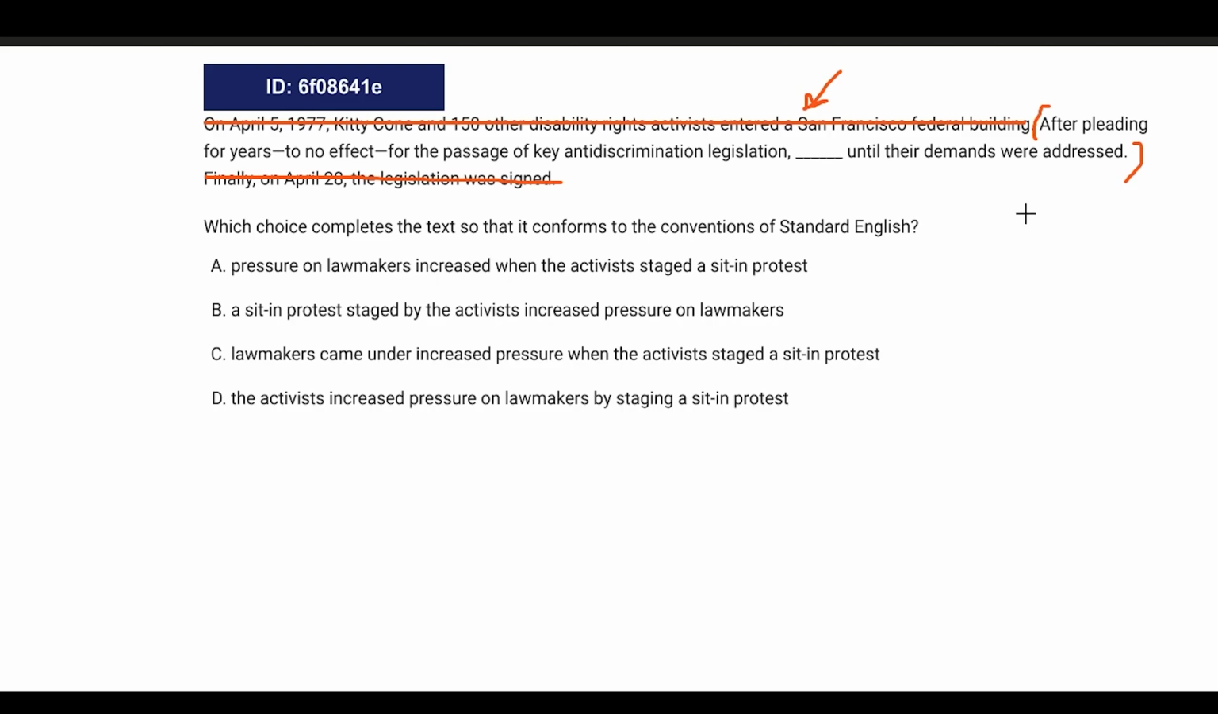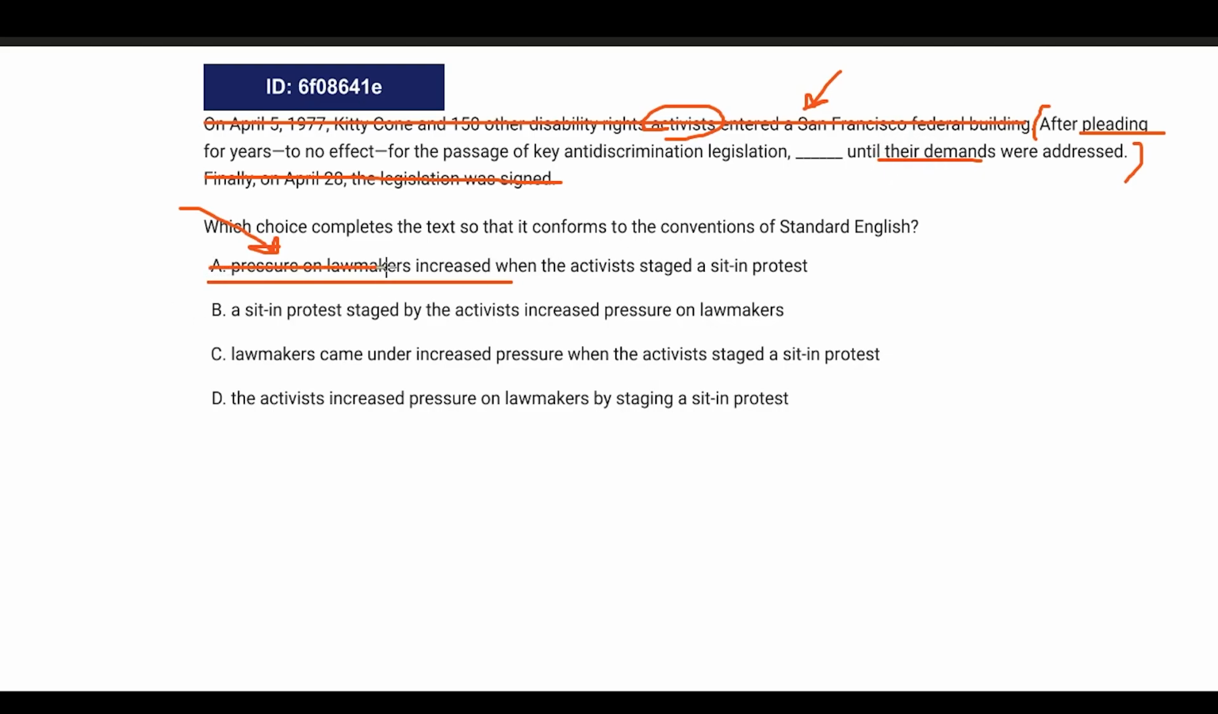But since it is a grammar question, all we have to do is actually focus on the actual part in question, which is what I've put little parentheses around. So right now we can see, after pleading for years to no effect for the passage of key anti-discrimination legislation, blank, until their demands were addressed. So we need to figure out who is pleading, which is clearly going to be these activists that you can see here. And we need to find an answer that mentions the activists. So pressure on lawmakers. See how it starts with pressure? Our first word or first part of this blank must be whoever they is. It must address and have that as its subject.